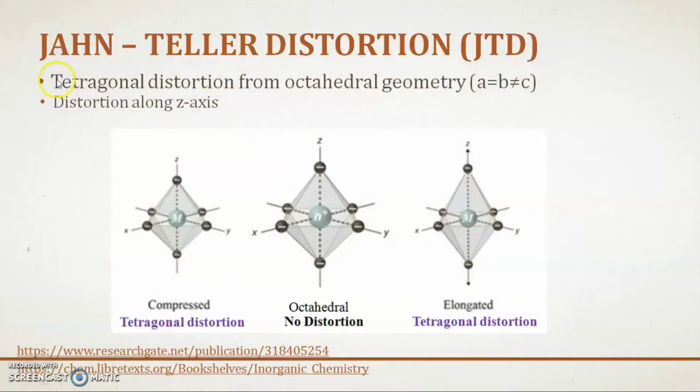Jahn-Teller distortion is a tetragonal distortion from octahedral geometry. In octahedral geometry, all the metal ligand bonds are equal along the x-axis, y-axis and z-axis. Whereas when the tetragonal distortion occurs, then the bond length along the z-axis will not be equal. It could be either less than the equatorial bond length or more than the equatorial bond length. So we will get either a compressed tetragonal distortion or an elongated tetragonal distortion.